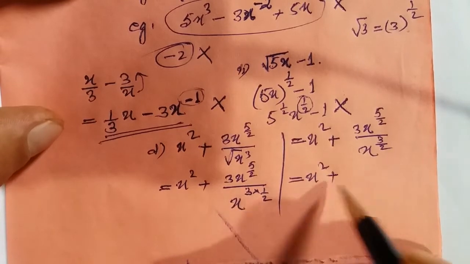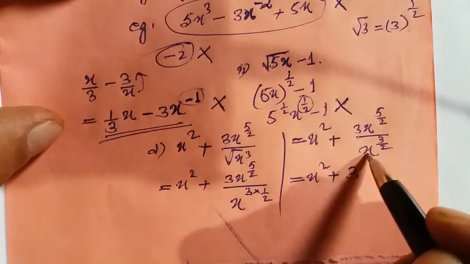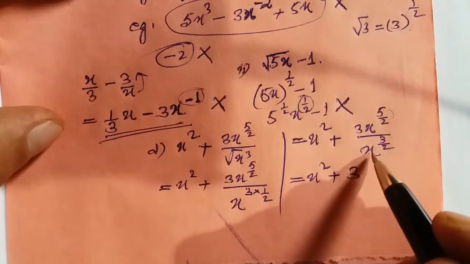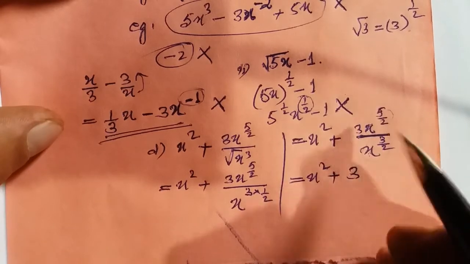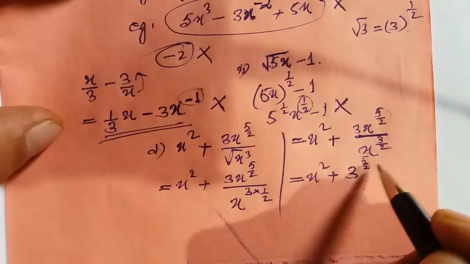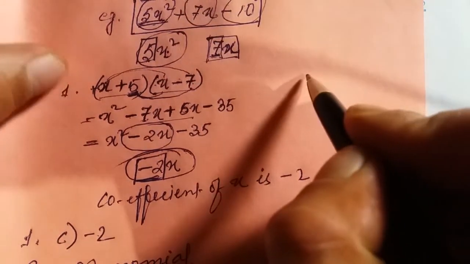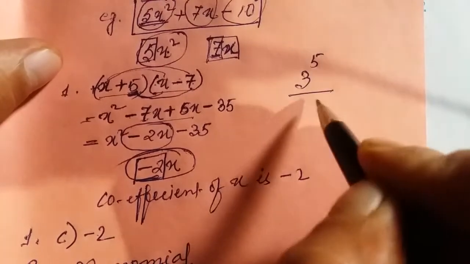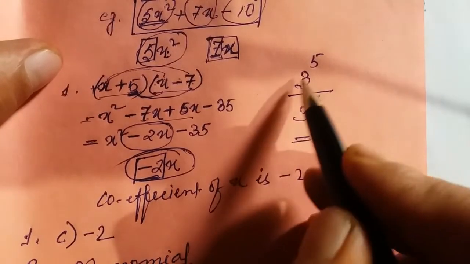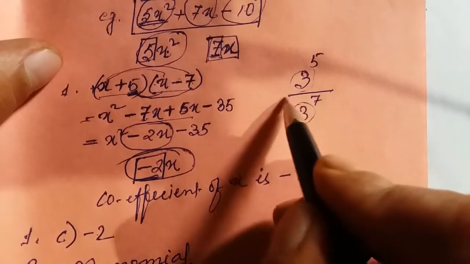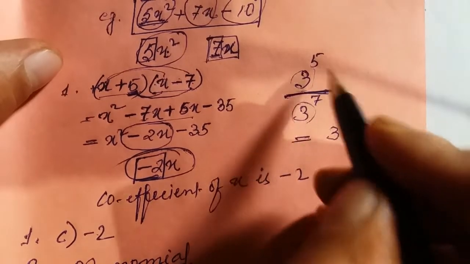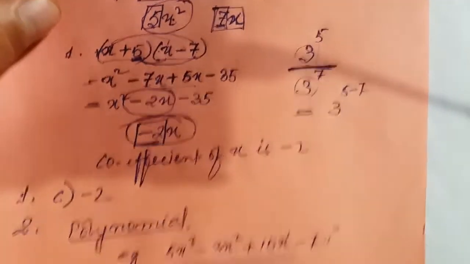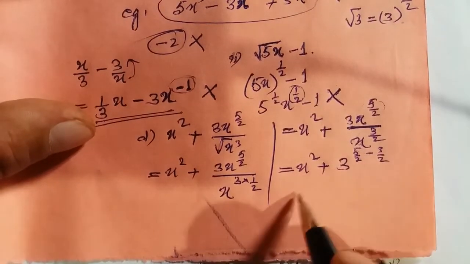Now here the two expressions have the same base, which is x. We are dividing here, so for the powers you have to subtract, 5 by 2 minus 3 by 2. Now you recall what you learned in lower classes. For example, we have 3 to the power 5 divided by 3 to the power 7. Since the bases are the same, both are 3, and this is a division, you have to subtract the powers, 5 minus 7. This is what we are doing here, 5 by 2 minus 3 by 2.